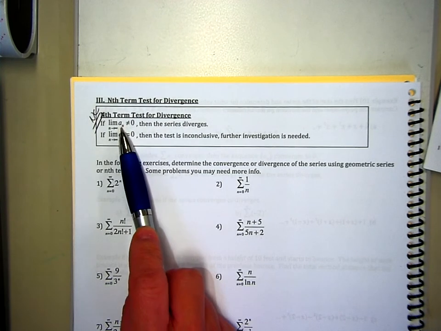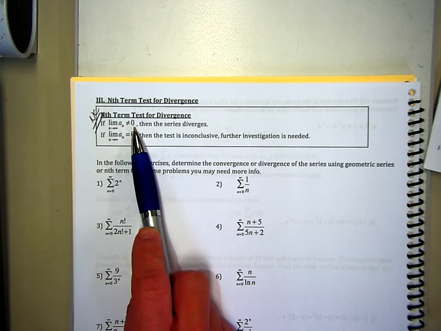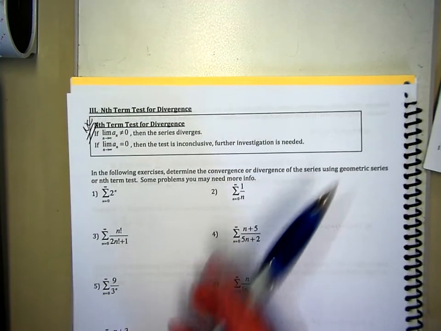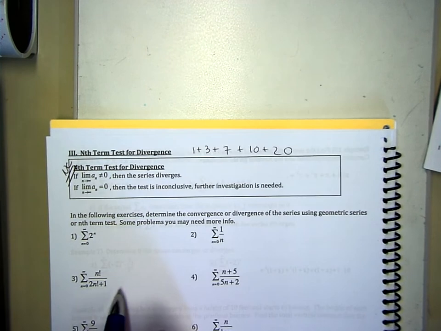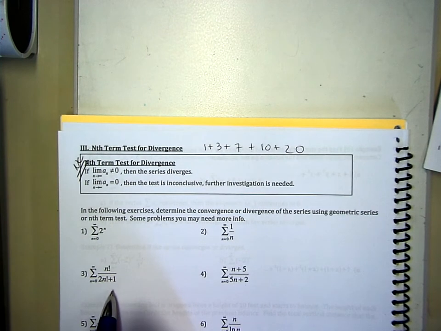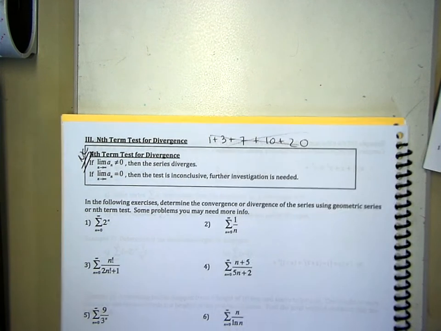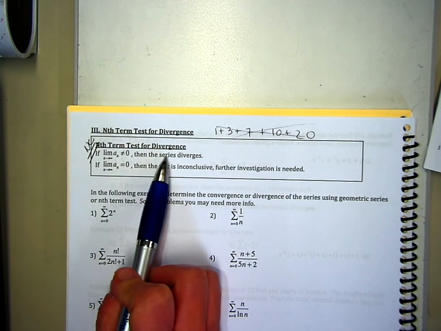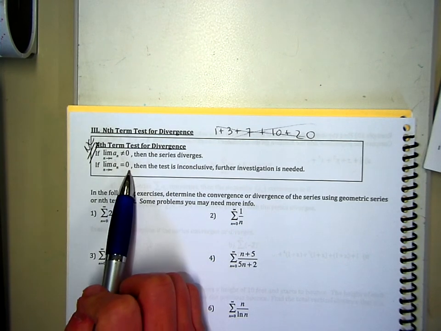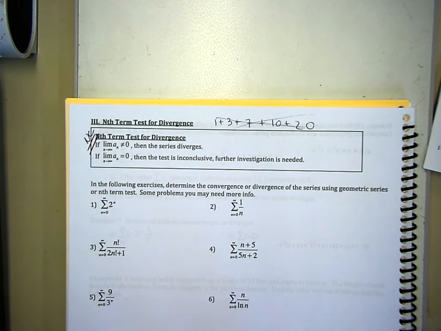Basically, if the terms are not getting smaller, which is what it means that that limit is 0, so if all those numbers are getting bigger and bigger, for example, 1 plus 3 plus 7 plus 10 plus 20, there is no way that this infinite series could possibly converge to a sum because you're adding bigger numbers. So if the limit of that general term does not get to 0, then you can say for sure the series diverges. However, if that limit is 0, then this test is inconclusive. We would need some further information to figure out if it actually converges or not, and we will learn some other ways to figure that out later on.